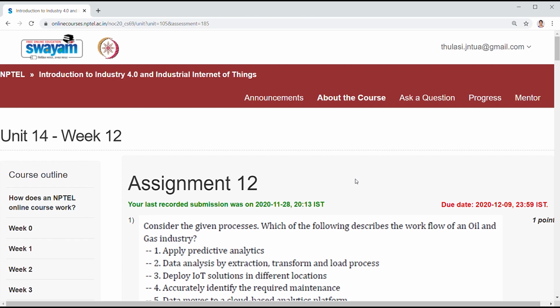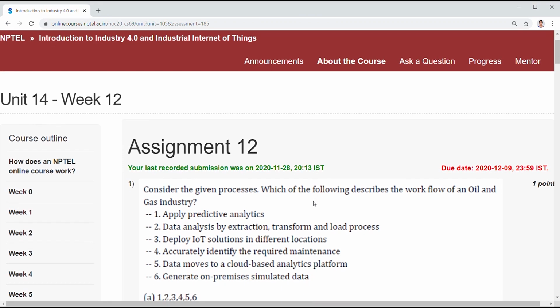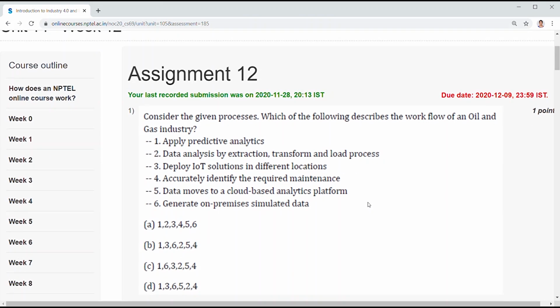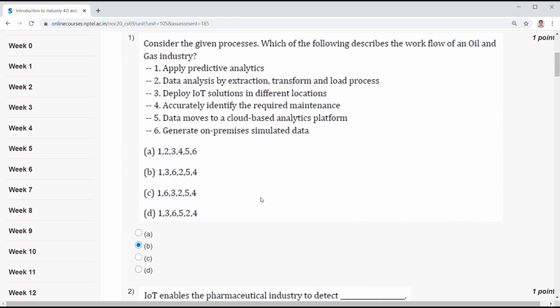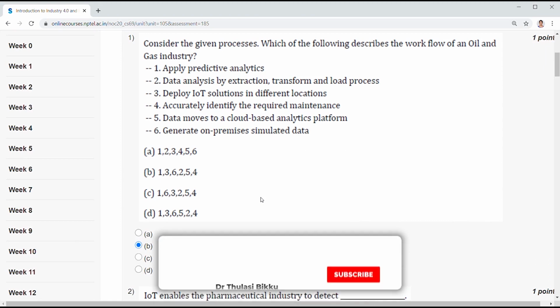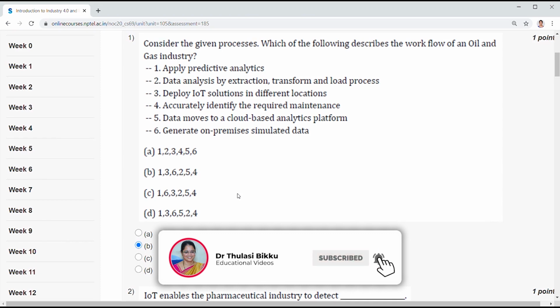First question. Consider the given process. Which of the following describes the workflow of an oil and gas industry? And here we are having six statements. One, apply predictive analysis. Two, data analysis by extraction, transform and load process. Three, deploy IoT solutions in different locations. Four, accurately identify the required maintenance. Five, data moves to cloud-based analytics platform. Six, generate on-premises simulated data. And based on these statements, the correct answer is B, 1, 3, 6, 2, 5, 4. So the correct option is B.